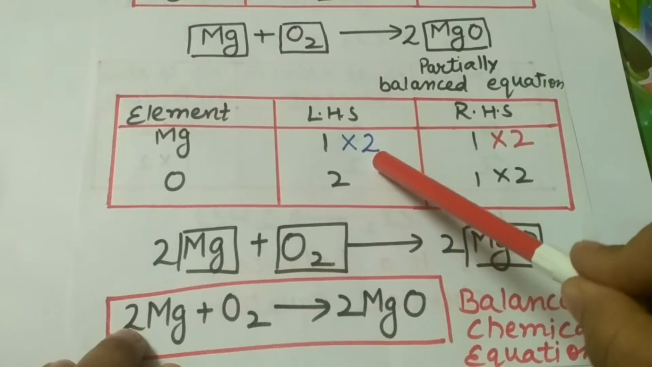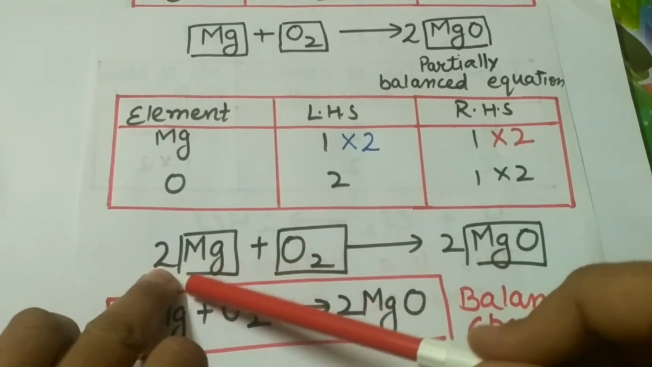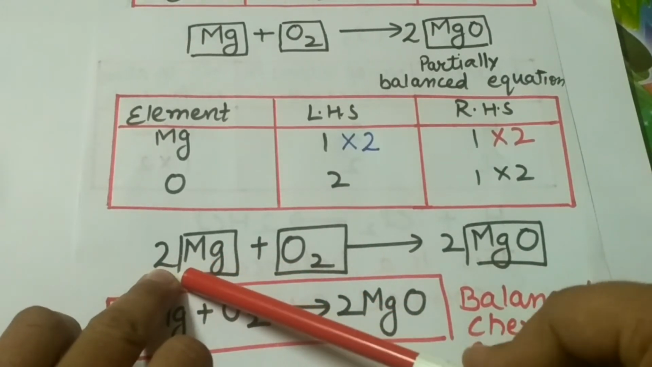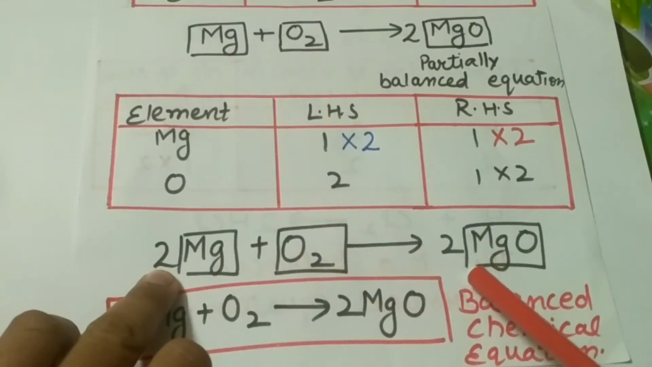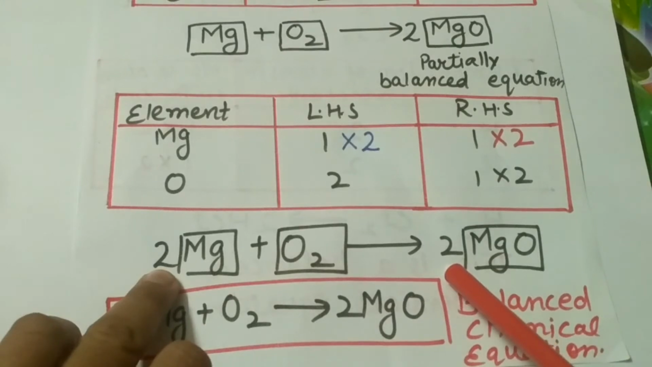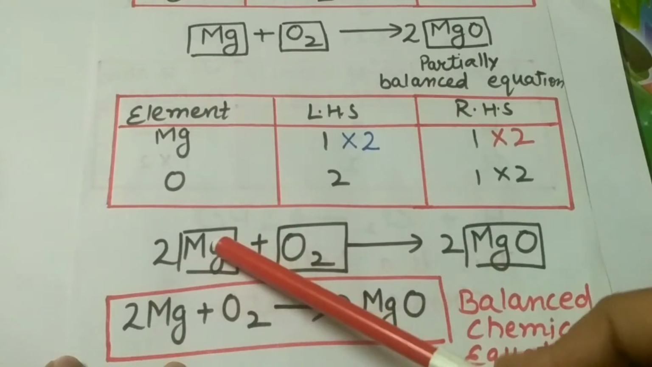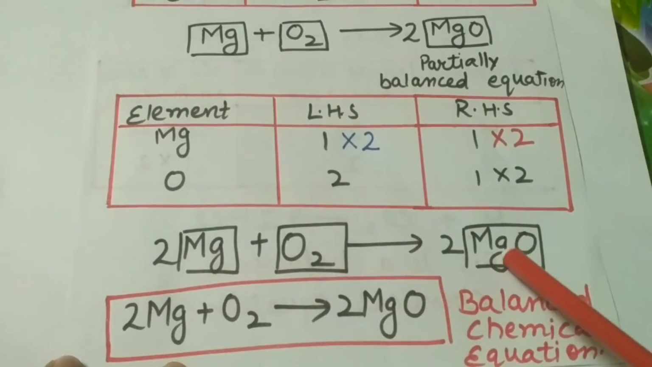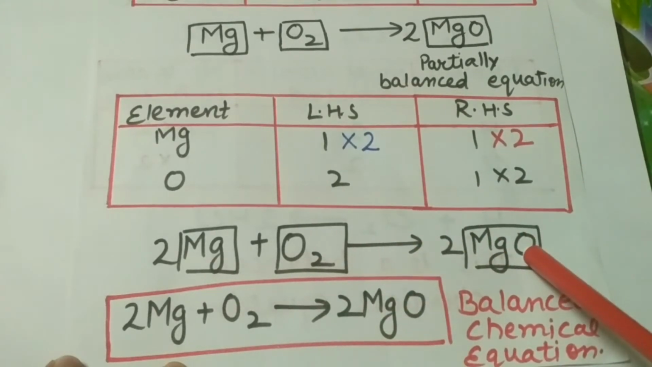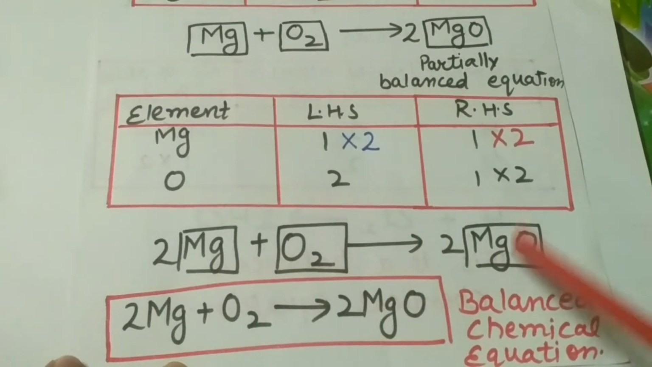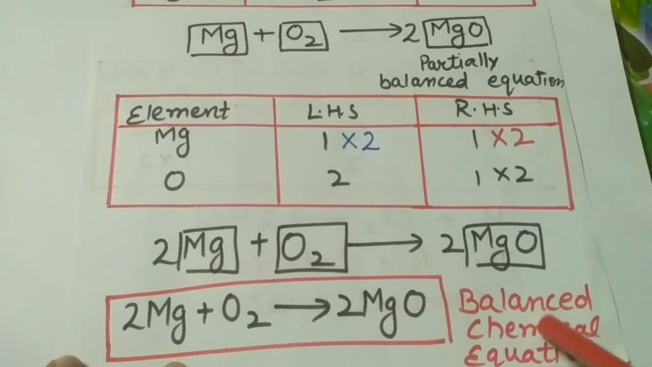The 2 which I have multiplied here, I will put in the equation like this. I will multiply magnesium by 2, and already in the previous step I multiplied magnesium oxide with 2. Now you can see that this is a balanced equation. Magnesium contains 2 atoms, and this side also magnesium contains 2 atoms. Oxygen contains 2 atoms, and this side also oxygen contains 2 atoms. So it is a balanced chemical equation.